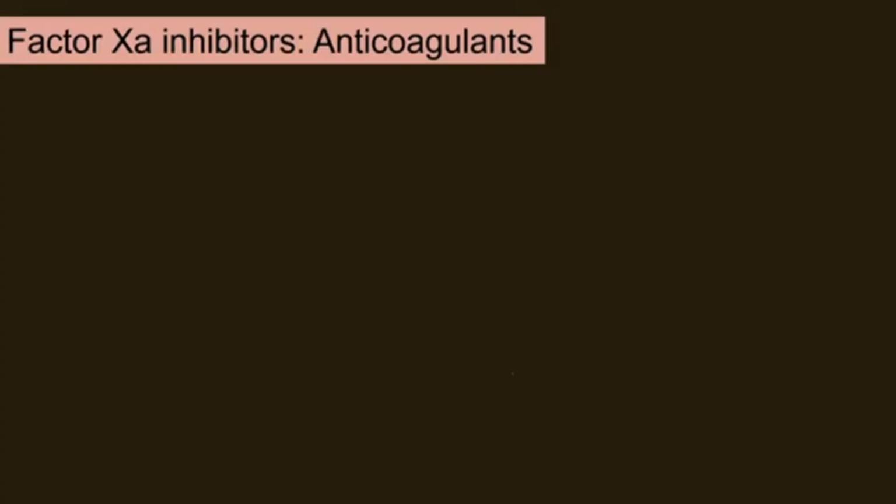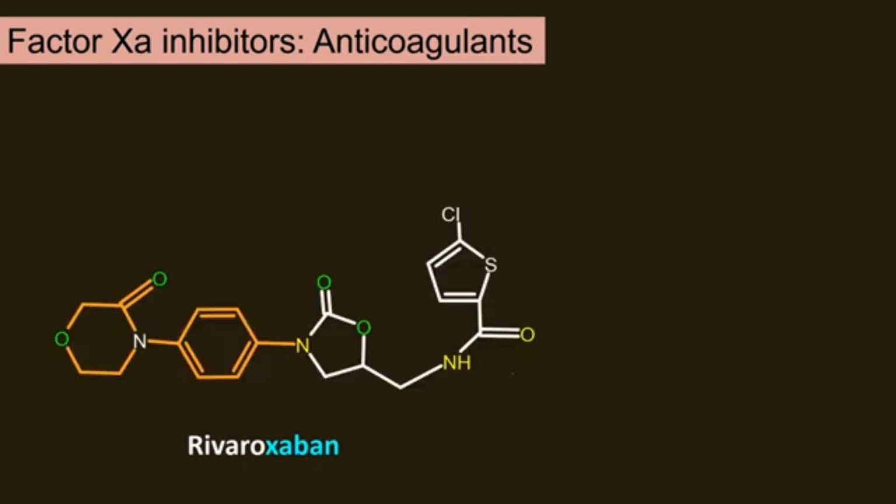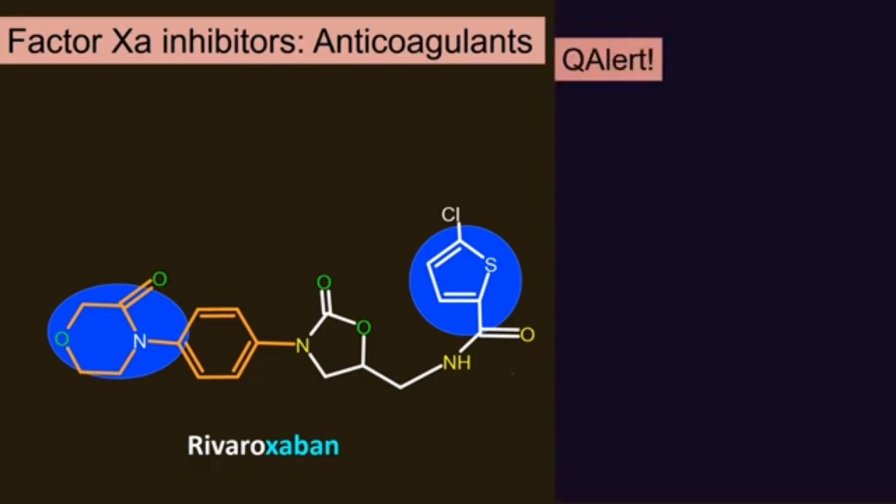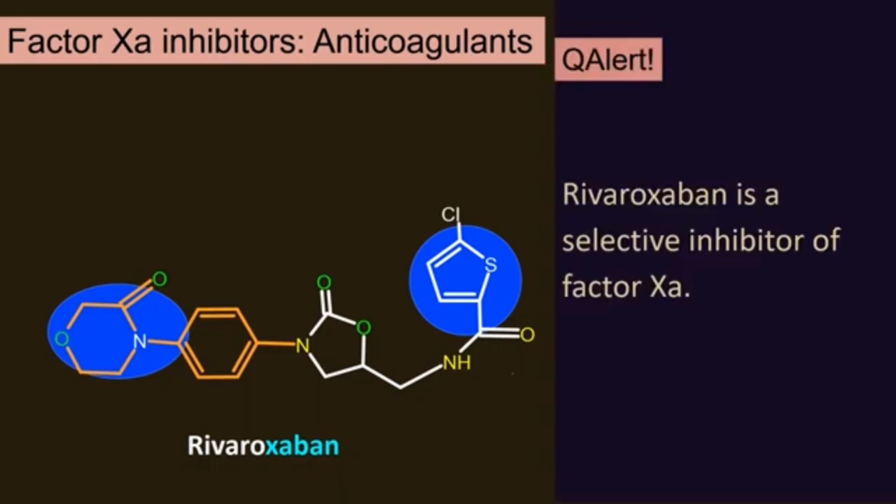Next, you have factor 10A inhibitors, also known as DOACs, direct acting oral anticoagulants. Among them, the important class is factor 10A inhibitors, known for rivaroxaban, apixaban, etc. The structure of rivaroxaban consists of three major units. I'm not expecting a big question on the structure, but just know that rivaroxaban and factor 10A inhibitors are selective factor 10A inhibitors.